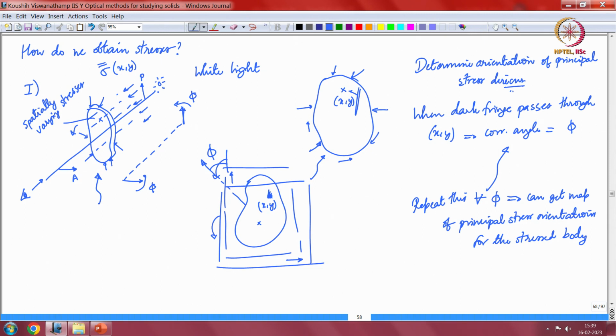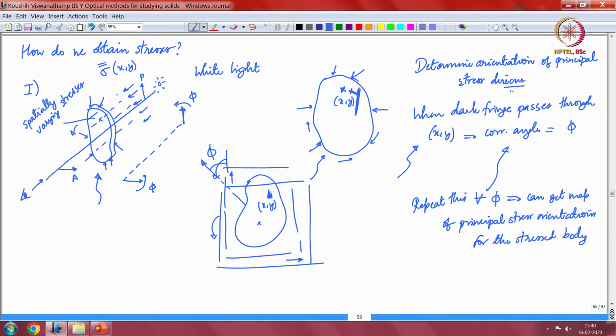And like I mentioned, this has to be done at every point. So the isoclinics, for instance, will give you orientations at every point inside the object, especially with varying stresses, and so by rotating this polarizer analyzer sheet you can get these fringes to move, the dark fringes. The first step will be to see when a dark fringe passes through any given point. So let us say you want to get the stress at a particular location, you rotate the polarizer analyzer pair, and at a particular location one dark fringe which was nearby starts moving, and then it passes through the point of interest, or a bright fringe passes through the point of interest.